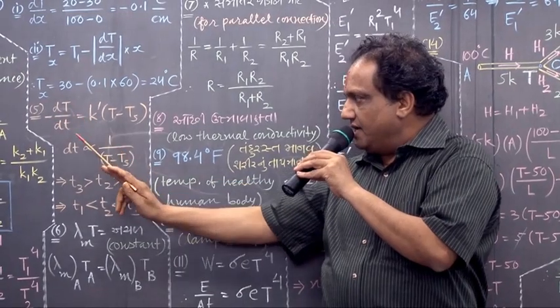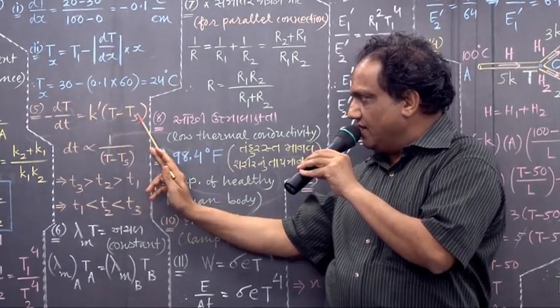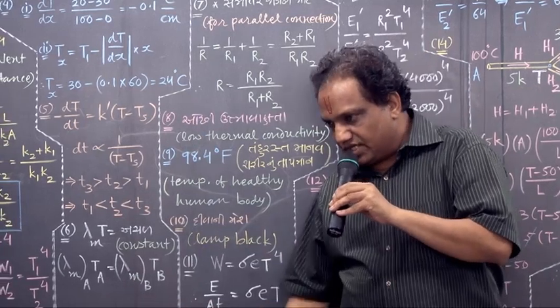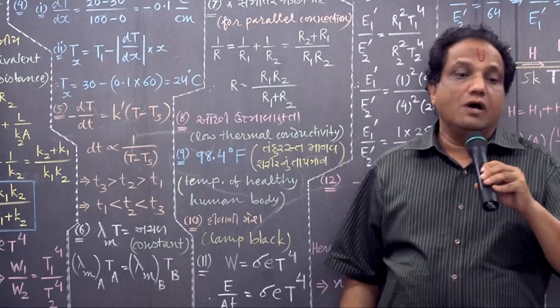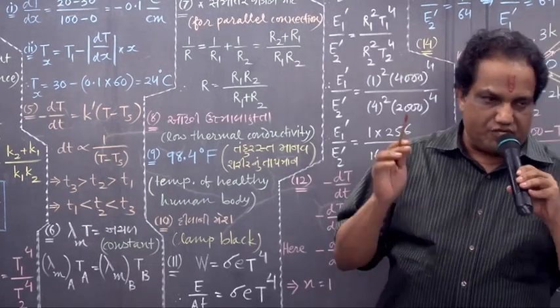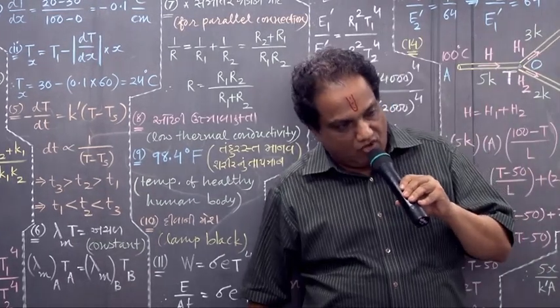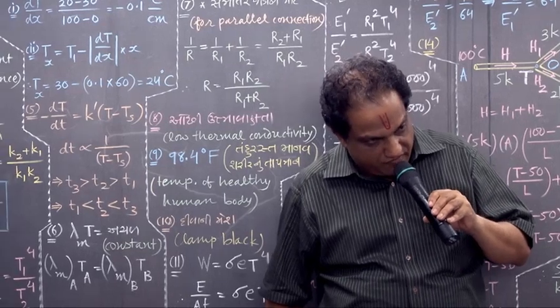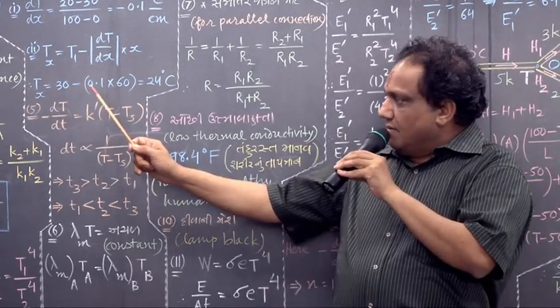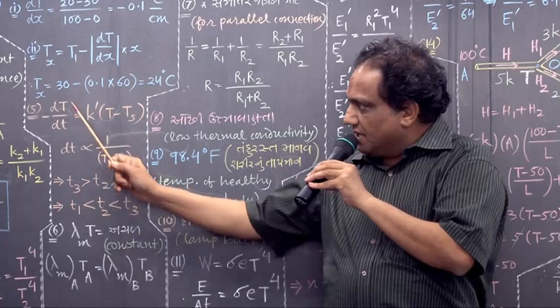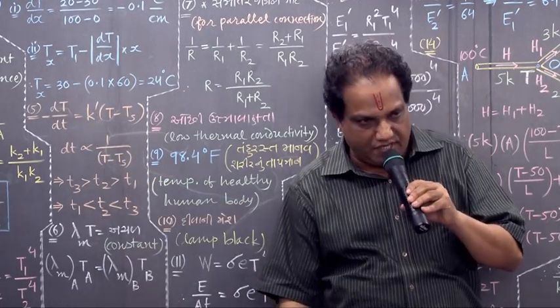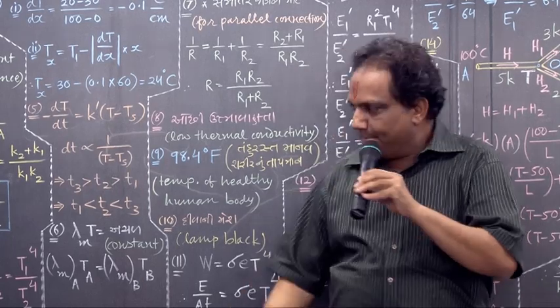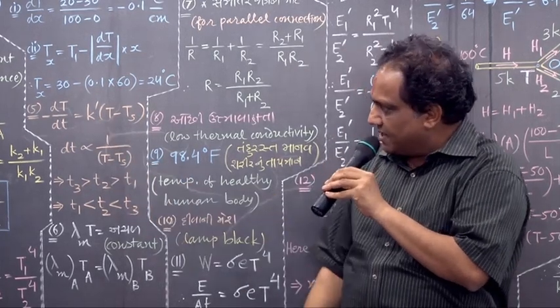Minus dT by dt equals k dash into (T minus Ts). What is this? Newton's law of cooling for forced convection. Very good. The minus sign shows decrease of temperature with respect to time. K dash is a constant.